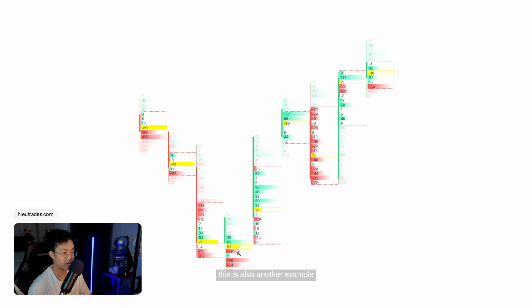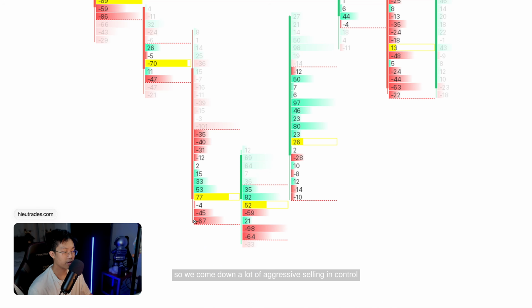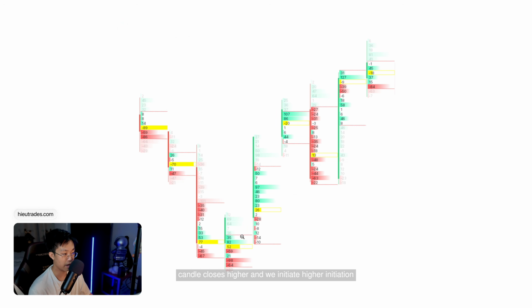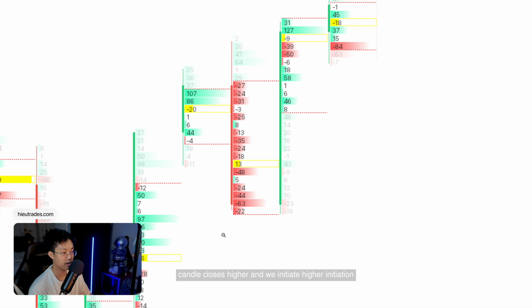This is also another example, but on the bullish side. So we come down, a lot of aggressive selling, in control, but they are not being rewarded with lower price action. So passive buy orders are absorbing all of these aggressive sellers. And as a result, price stalls here. It creates a level of support, candle closes higher, and we initiate higher.